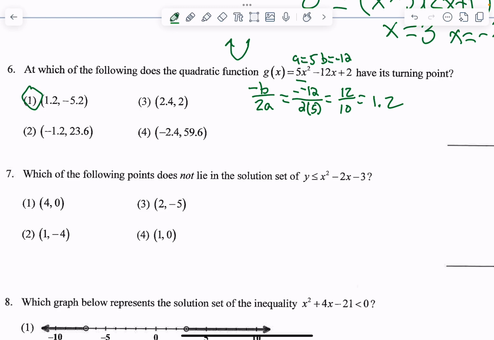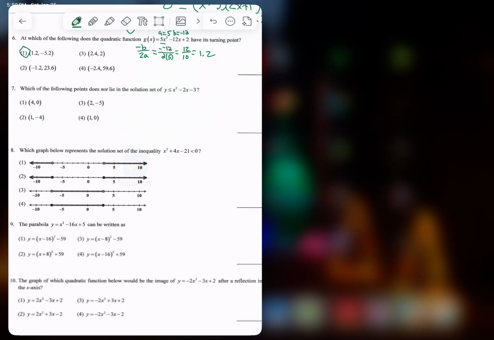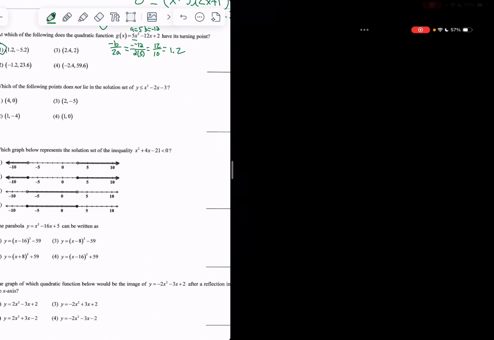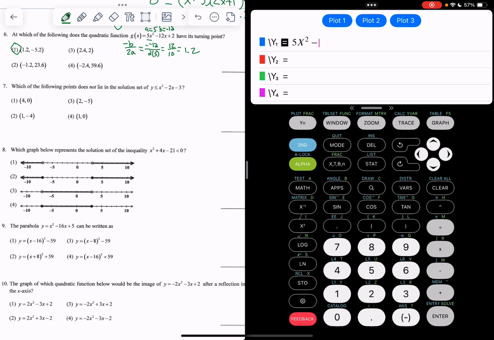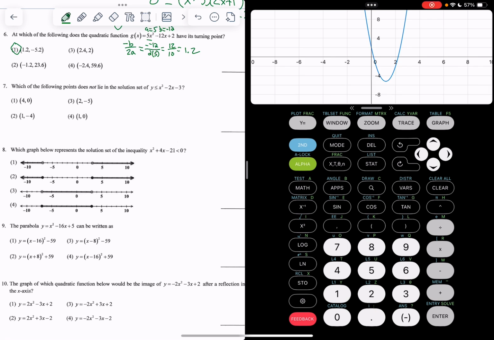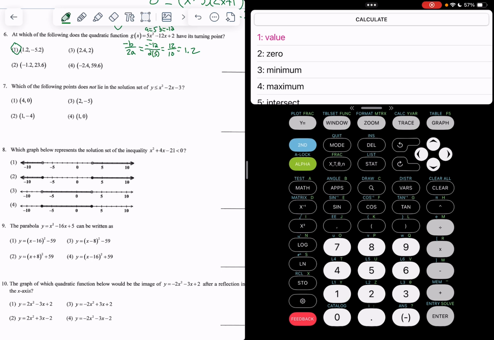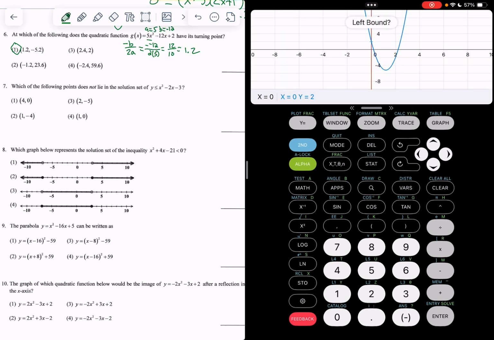So if you look on your calculator, you can do this if you don't remember that formula. I'm going to clear this one, and then I'm going to put in 5x squared minus 12x plus 2. Okay, and if I just hit graph, you can see it. So then we can go second calc. It's a minimum, right?